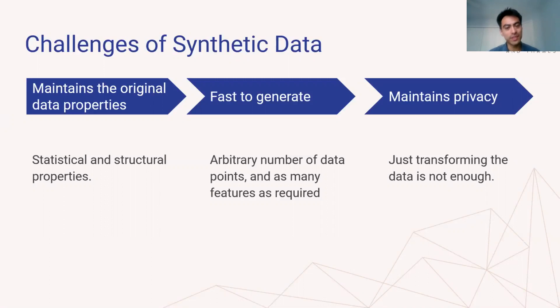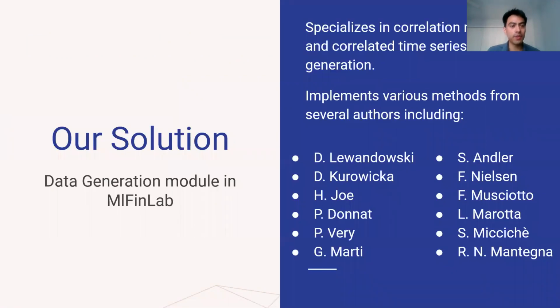Just transforming your data is not enough. Let's say you have some bank loan information, right? You can just apply some Box-Cox transformation and say, oh, here's new data, but its underlying privacy information is still there. So you can't just transform the data and call it a day. And the solution that we came up with is the data generation module in the MlFinLab.